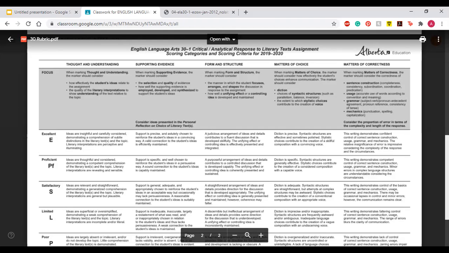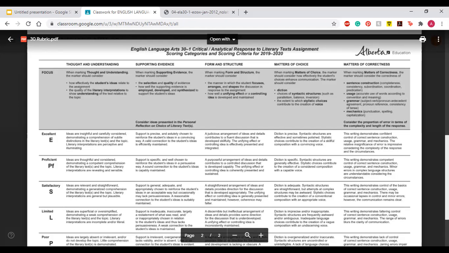Matters of choice, so matters of choice of words, the tone in which you're portraying your essay. This is where you're marked on. If you score your excellent, then you use good vocab, so your diction is precise. You have a good tone of voice. The voice that you're using to interpret your essay is really good, and it's very powerful, which makes your essay sound better.